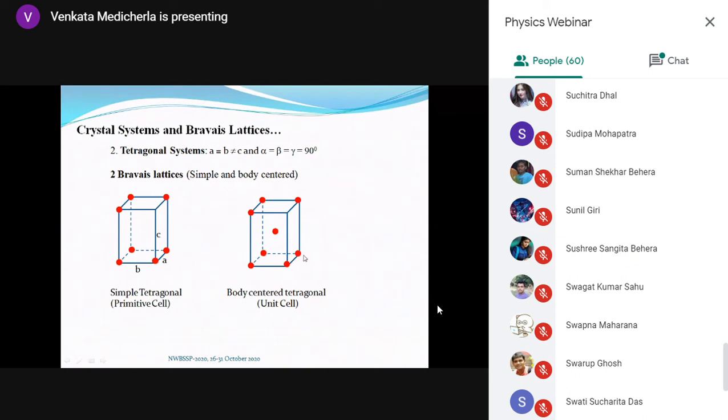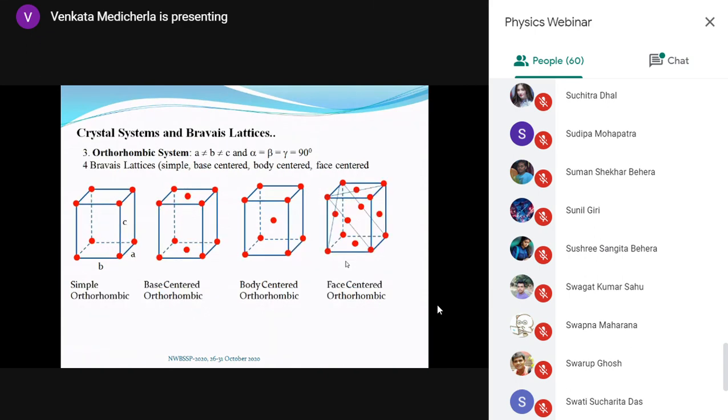But why not face-centered? People might ask. People have already worked out that if you take the face-centered tetragonal lattice, it can always be converted into either simple tetragonal or body-centered. So you don't have a separate lattice. I cannot show how to convert it and all those things, but we believe that there are only two possibilities in the tetragonal system. People have worked it out and found only two. If you try to put one atom at the faces, that can be converted into one of these two. You don't have a separate face-centered lattice.